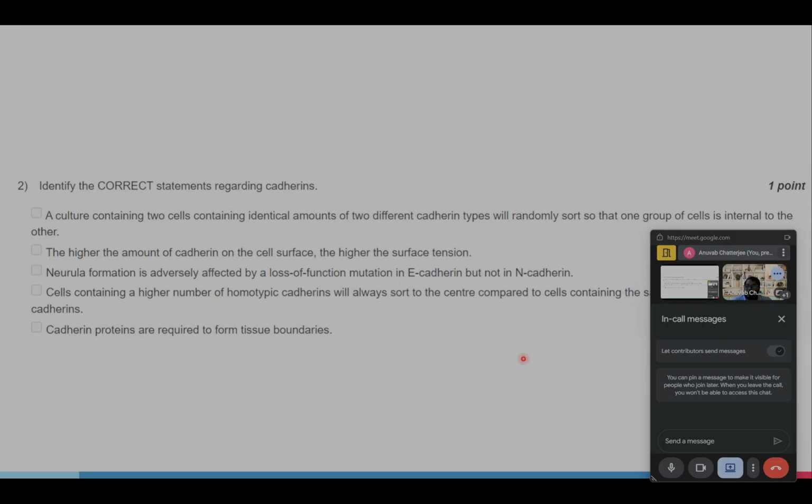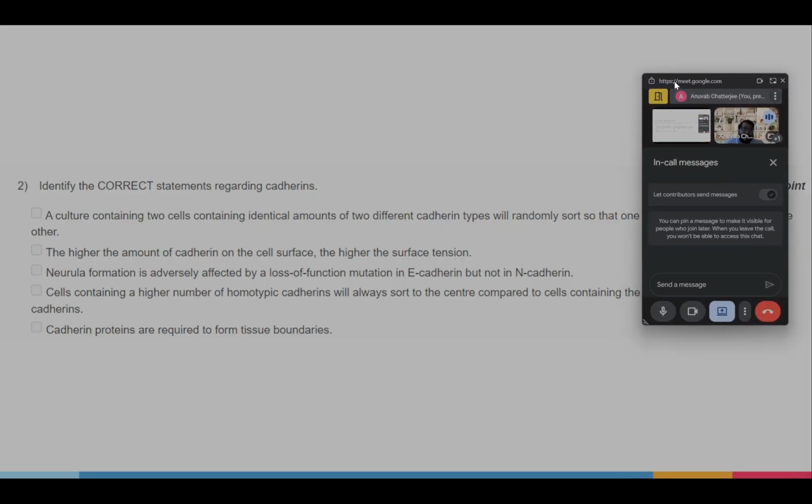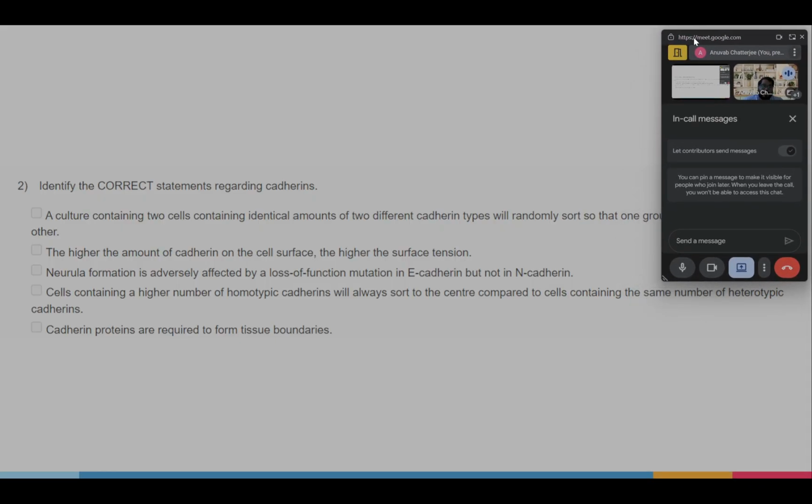Okay, moving to the next one, we'll look at the reason why these cells actually segregated as if they are in the original embryo. The answer is cadherins, which we will look into in a bit, but first we will try and answer this question and see if we know a bit about them. So identify the correct statements regarding cadherins.